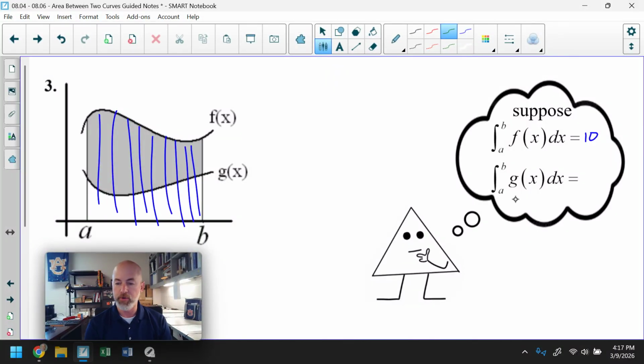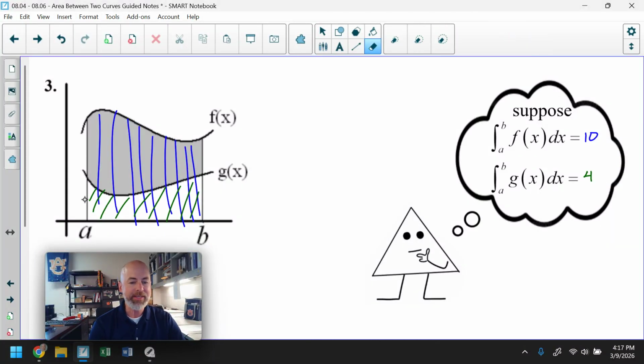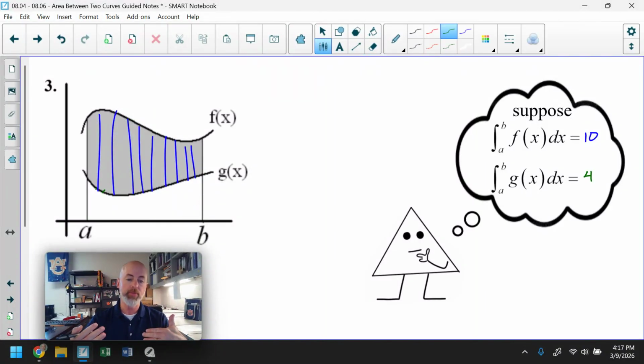And then the area under g of x, well, the area from g of x to the x-axis is considerably less than that. I'm just going to say maybe 4, right? Well, if the area under f is 10 and the area under g is 4, we really need to get rid of all of this area under g. And so the total area between the two will be 6, and you'll get that by subtracting those two.